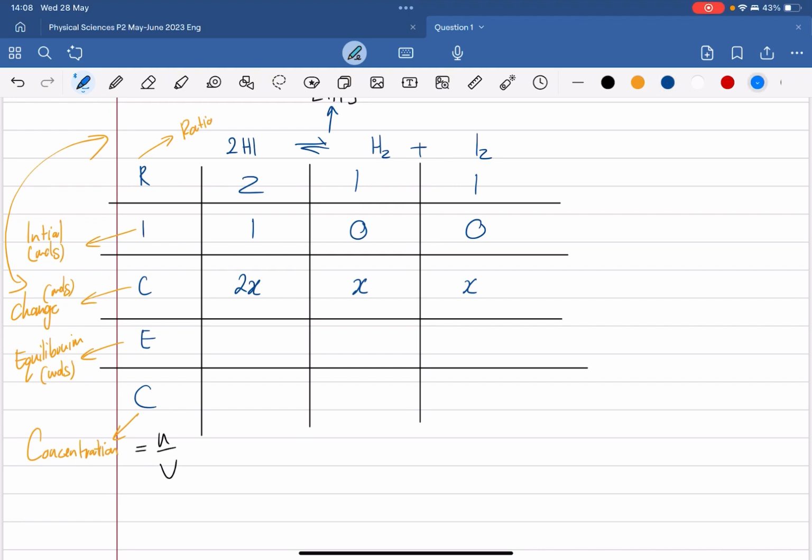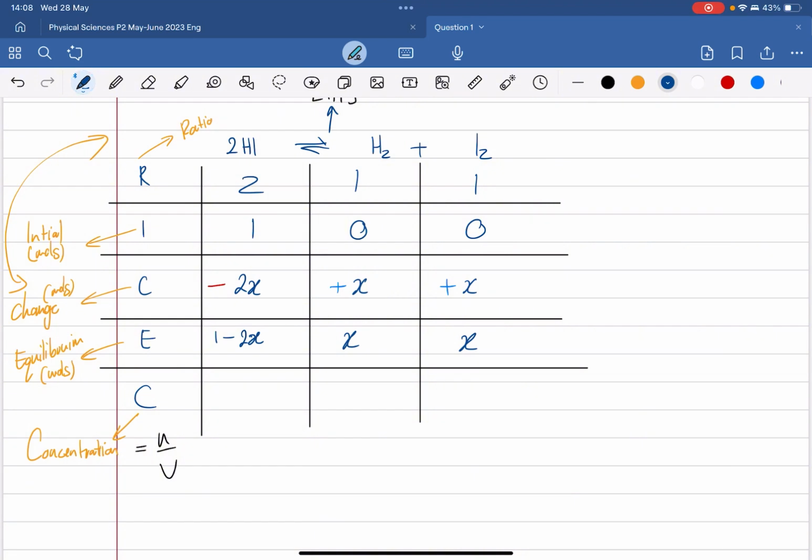And then we know that products are being formed, so this is a plus, they're being added, while reactants are being used up, so this is a minus. So at equilibrium we are going to have 1 minus 2x number of moles of hydrogen iodide. Then for the hydrogen, we're going to have 0 plus x, therefore we're going to have x. And same thing with the iodine, you're going to have 0 plus x, and that's going to give us x.